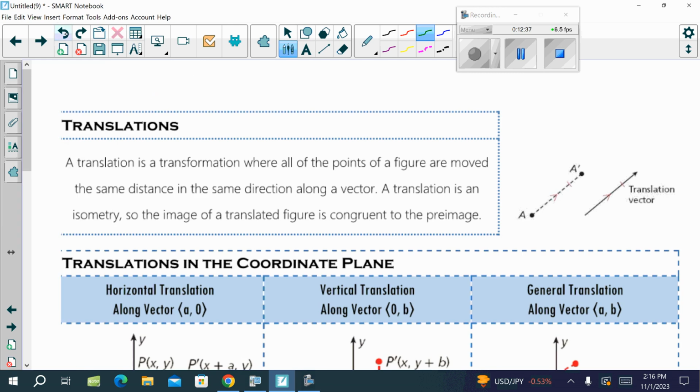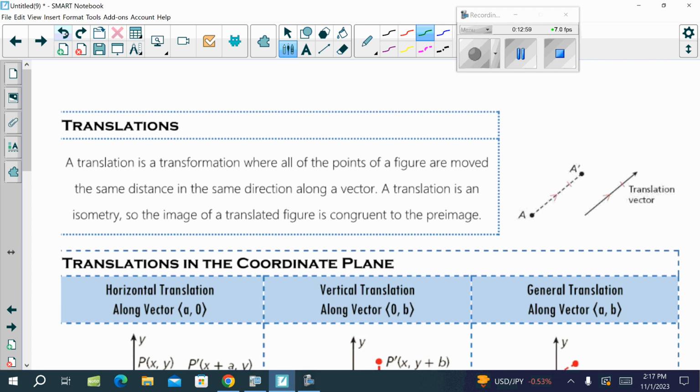Translations. All right, we've done a lot with translations as well. A translation is a transformation where all the points of a figure are moved the same distance in the same direction along a vector. A translation is an isometry. We already know that. So the image of a translated figure is congruent to the preimage.